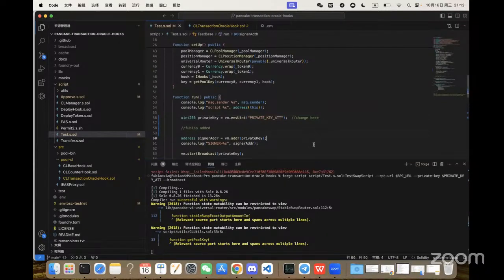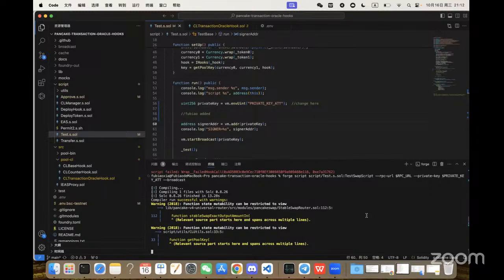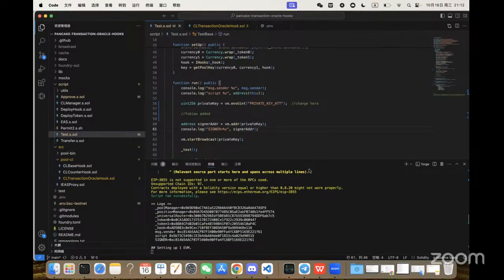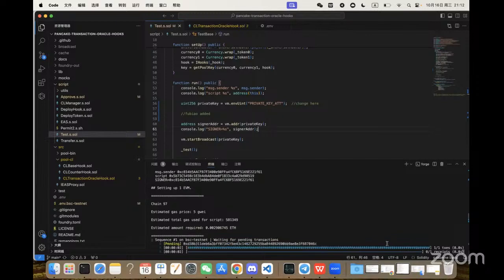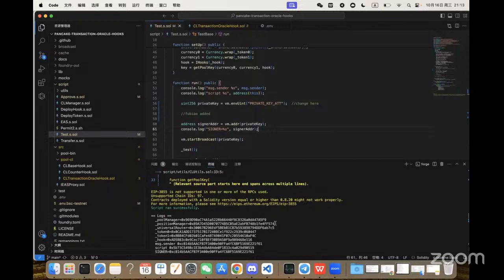Slower than before. Okay, some results come. So yeah, waiting for the transaction confirmation. So I think I can find the transaction hash already.